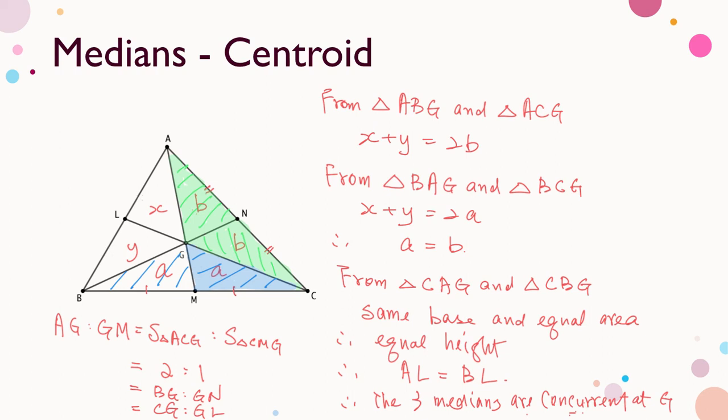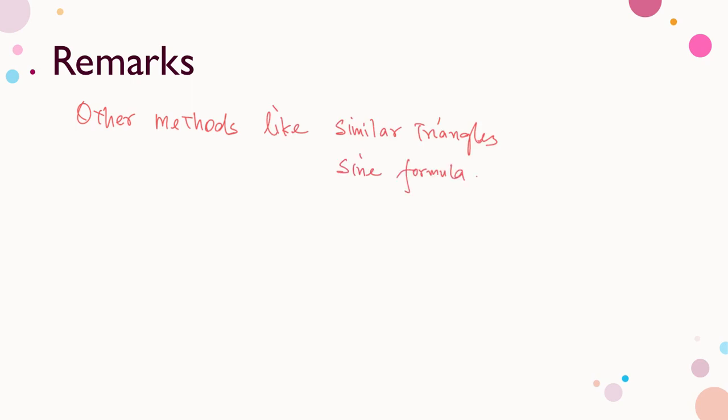This centroid is the center of gravity when the triangle is made of material of uniform density. That means the triangle is balanced when it is supported at the centroid, the center of gravity. I have provided a proof of concurrency of each of the four special lines in a triangle. In fact, there are other methods to prove the concurrency, like by similar triangles, sine formula, and Ceva's theorem, etc. You may explore and enjoy it.